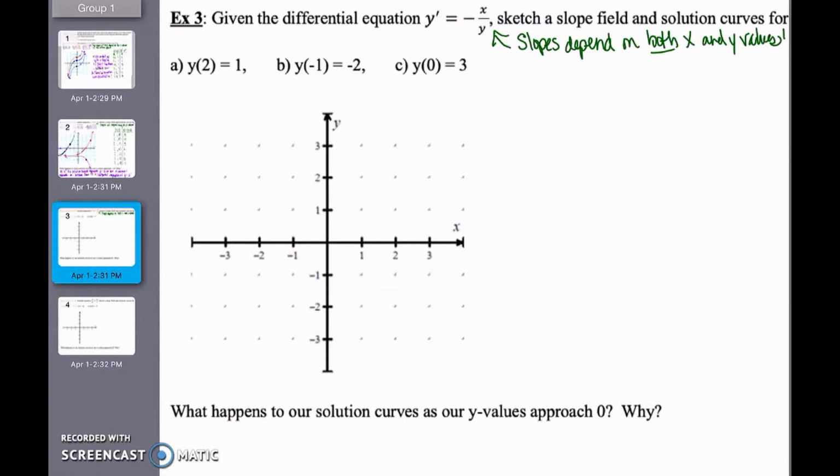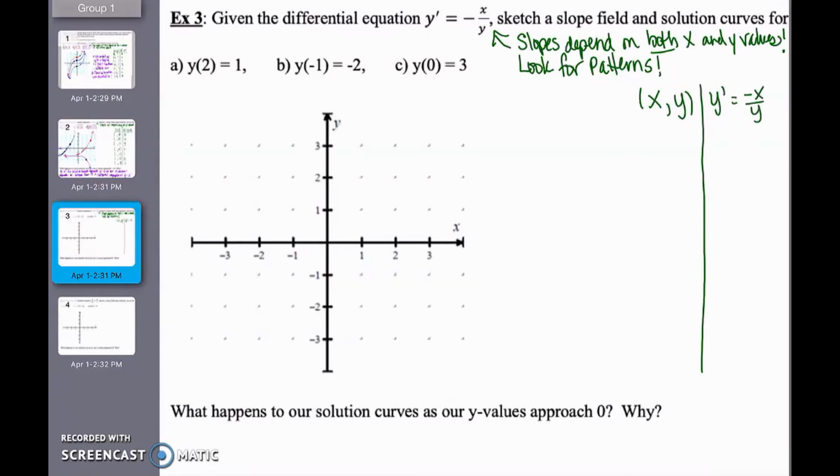So when we have a situation where calculating our slope involves plugging in both the x and the y value of the ordered pair, we want to be looking for patterns. And I will explain what I mean to streamline the process as best that we can, shortcut things a little bit. Okay, so I'm going to make my table here. x, y ordered pair on the left, and my slopes are my y prime, equal to the opposite of x divided by y.